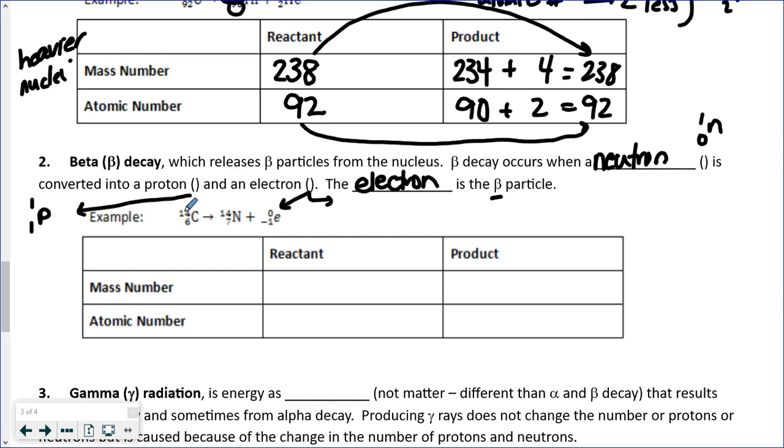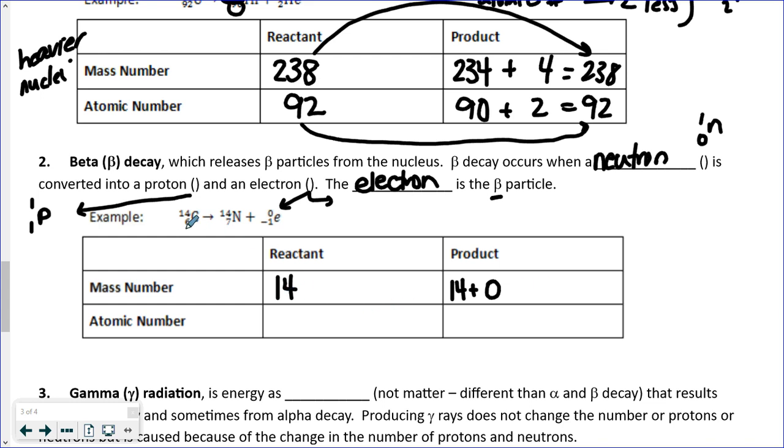So we have carbon-14. Carbon-14 is really important in radiometric dating of organic remains. We won't talk about that, again, that was Science 20, but we have carbon producing nitrogen and a beta particle, which we represent as an electron. So again, looking at the mass number and atomic number of our reactants and products: the mass number of carbon is 14. The mass number of our products is 14 plus 0. Again, an electron has essentially no mass.